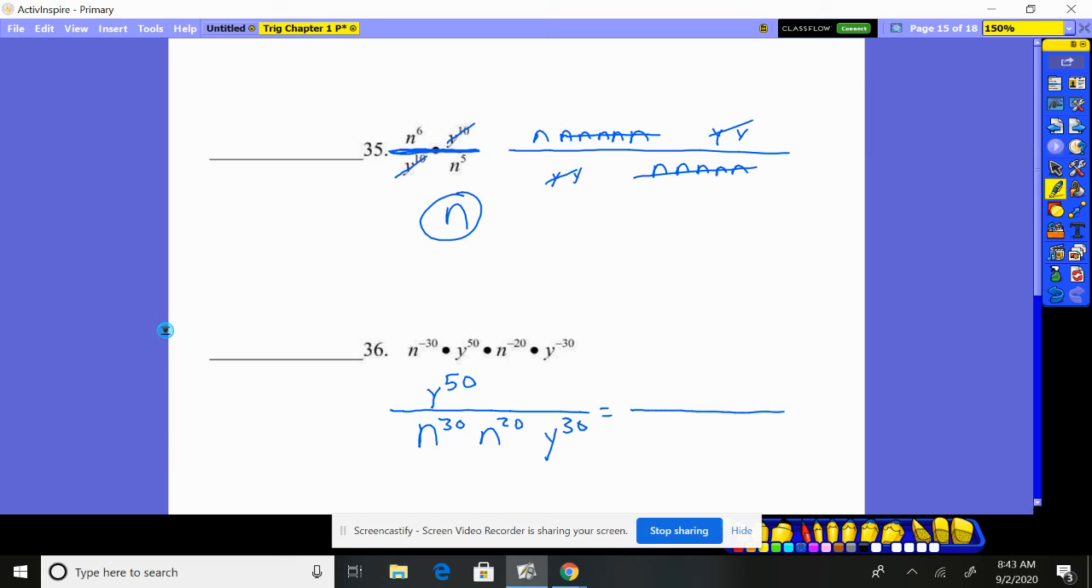Now, we are not going to want to write all this out. We're going to want to use our head and think. Okay, I'm thinking, I have 50 y's up top, and I have 30 down below. These 30 are going to cross out with 30 of those guys, but it will leave me still with 20 y's up top. Down here in the bottom, I have 30 n's and another 20 n's. That's going to be 50 n's total. So it's y to the 20th divided by n to the 50th.